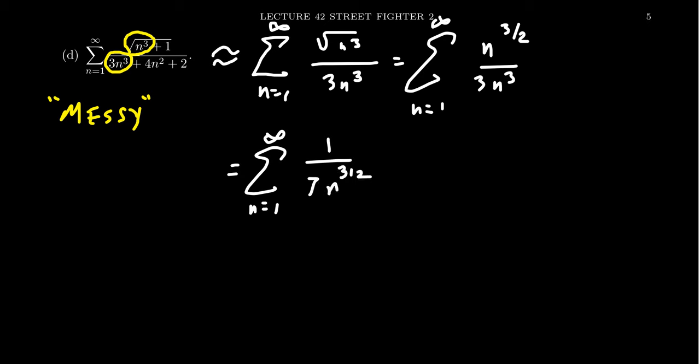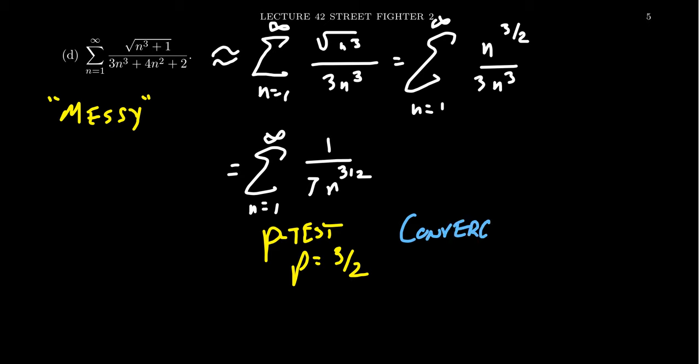And so this, we're comparing our series to a P series. So the original series, which we see at the top there, is comparable to this P series. So we're going to use the P test on this one, where our P value is equal to 3 halves. A P series whose P value is greater than 1 will be convergent. So this P series right here, the multiple of 3 will have no effect on it whatsoever. This P series is convergent. It's convergent by the P test.